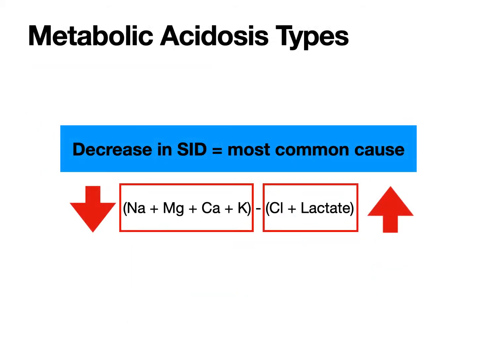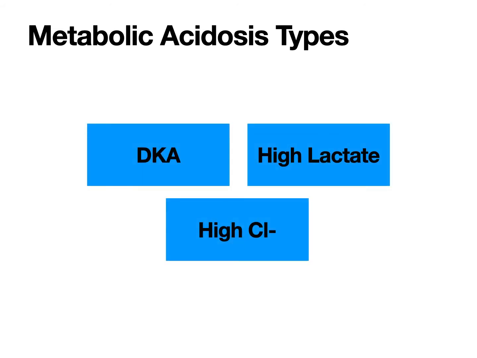Metabolic acidosis has many types. What most of us are familiar with is the HAGMA versus NAGMA categories. In line with Stewart's theorem, we can also look at it in terms of a decrease or an increase in SID type. The most common form of metabolic acidosis is a decrease in the SID type, which means it's either a decrease in the strong cations or an increase in the strong anions. There are three most common decrease in SID types of metabolic acidosis: DKA, high lactate, and high chloride.